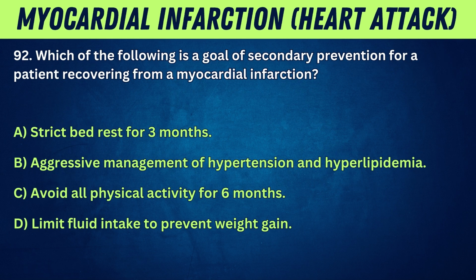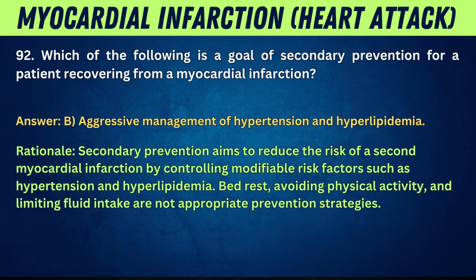92. Which of the following is a goal of secondary prevention for a patient recovering from a myocardial infarction? A. Strict bed rest for 3 months. B. Aggressive management of hypertension and hyperlipidemia. C. Avoid all physical activity for 6 months. D. Limit fluid intake to prevent weight gain. Answer: B. Aggressive management of hypertension and hyperlipidemia.